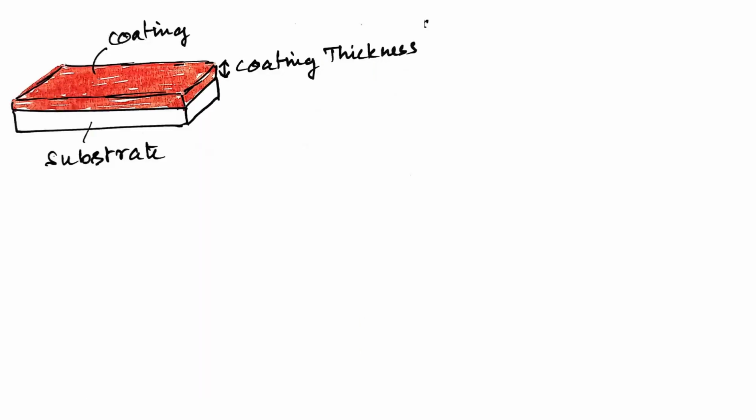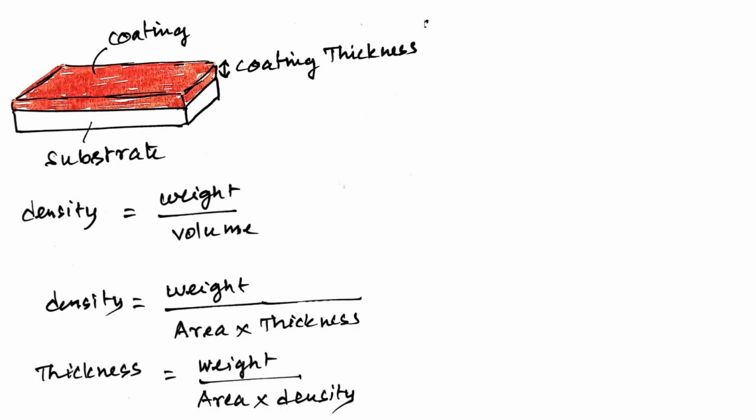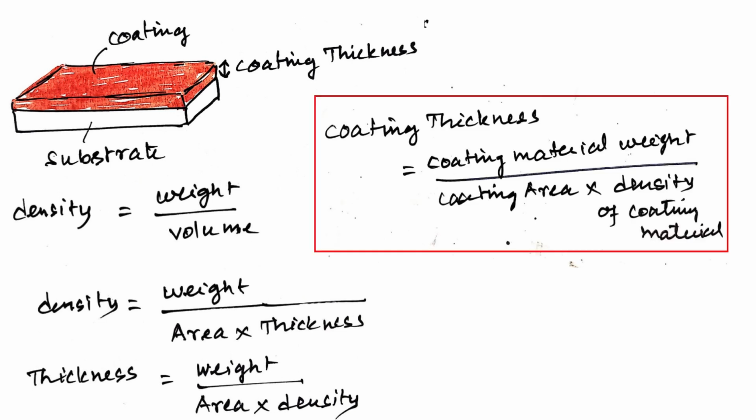Let me consider the substrate here, over which we give a coating of certain thickness. Density is equal to weight by volume, and density is equal to weight divided by area into thickness, because volume is nothing but area into thickness. So we can make use of this equation to obtain the thickness value. Thickness is equal to weight divided by area into density. So coating thickness is the coating material weight divided by coating area into density of the coating material.